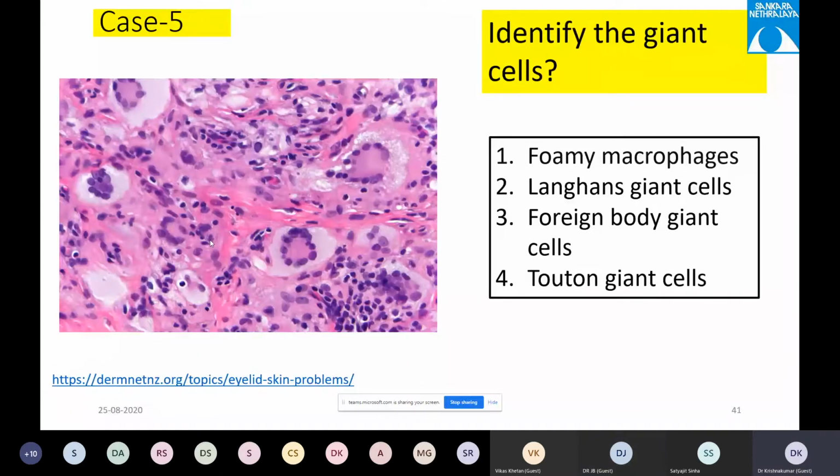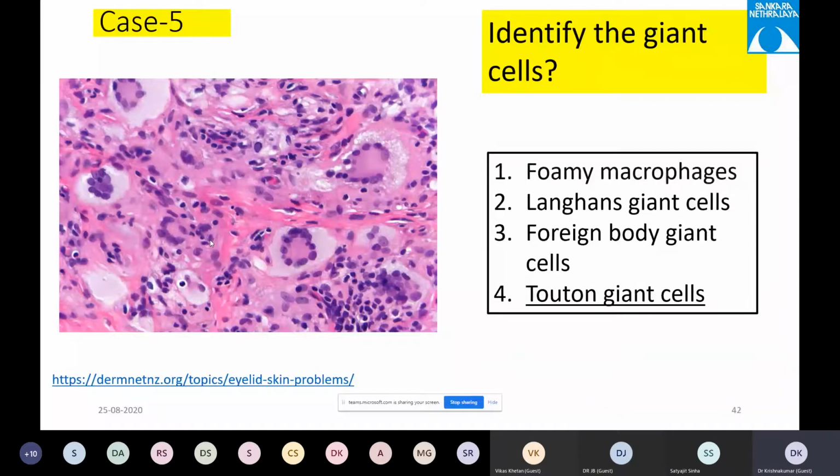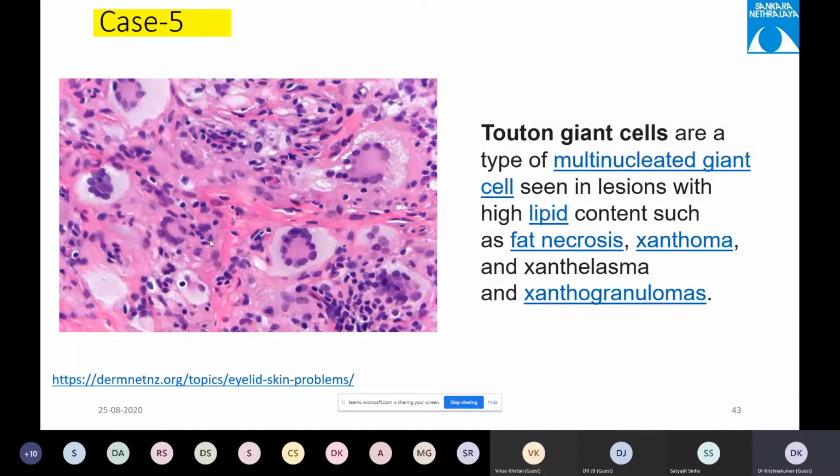Okay, what are these cells once again? I know all of you know this. These are Touton giant cells. Yes, you are correct. Now, Touton giant cells are a type of multinucleated giant cell seen in lesions with high lipid content such as fat necrosis, xanthomas and xanthelasma, and also xanthogranulomas.